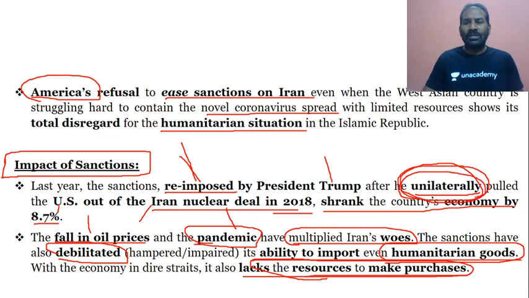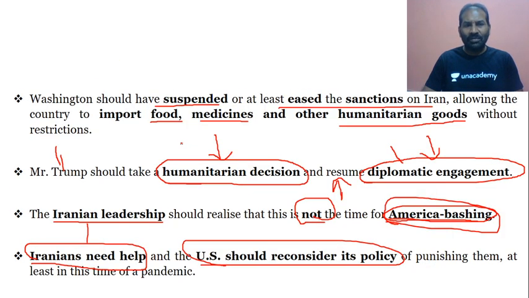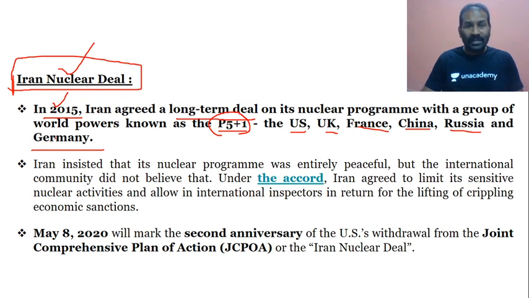Why was I mentioning this word unilaterally? Because it was not a nuclear deal between Iran and the US. No, this deal is not between Iran and US. The nuclear deal is between Iran and P5 plus 1 countries. Please do understand this. This is very important from an analytical point of view for prelims. So it is Iran versus P5 plus 1 countries, that is UK, France, China, Russia and Germany. But the US has gone ahead with reimposing the sanctions.